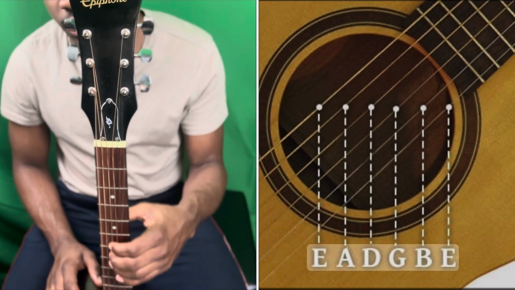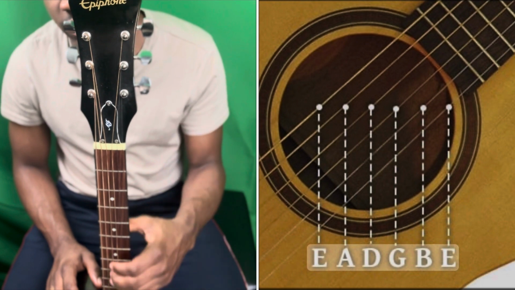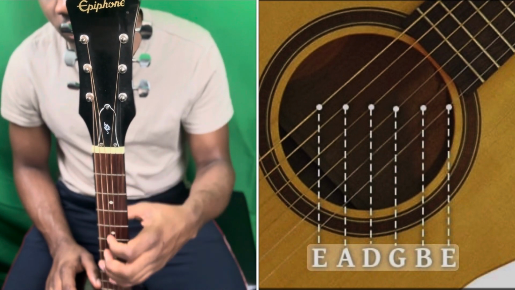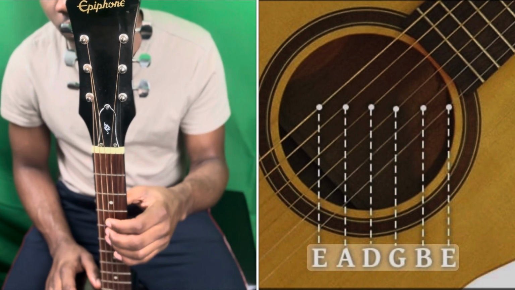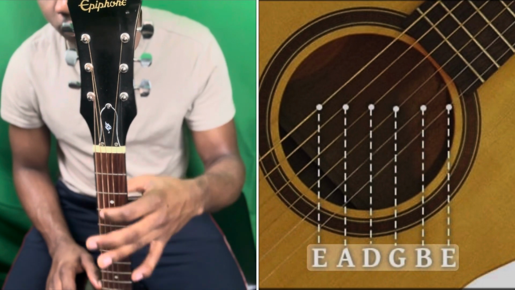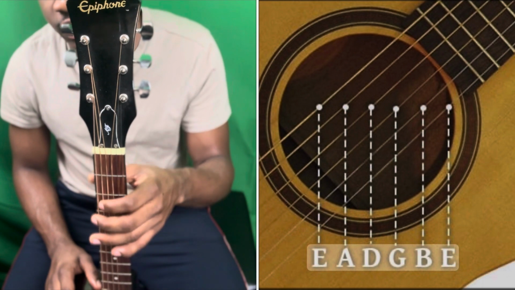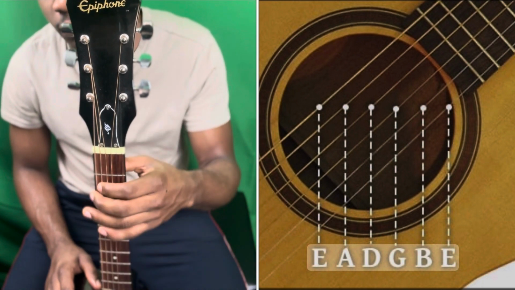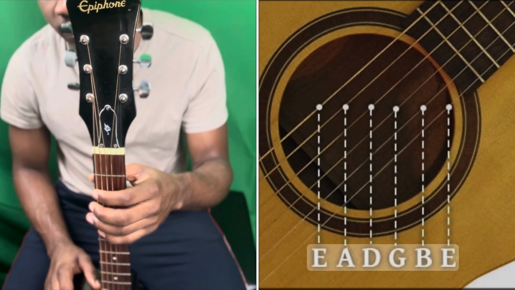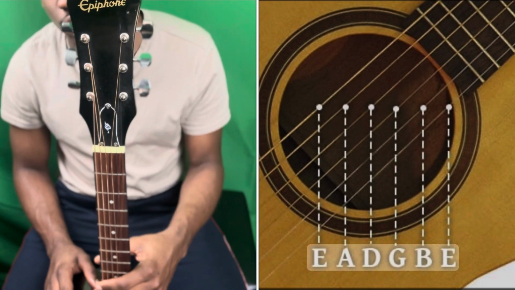String 4 now is known as the D string. D for dog, D for David, D string. String 5 is known as the A string, which is this. That's why I'm moving my hand all around, so you know that's string 5. A for apple. And string 6 is the E string again. E for elephant, E for egg. So we have 2 E strings.